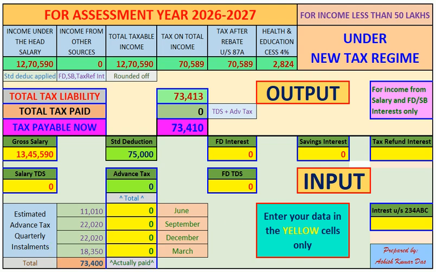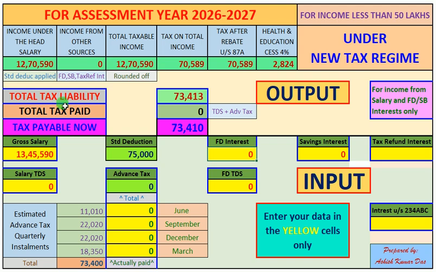And usage, by now you know, on the yellow cells you have to input your data, all these cells, and output will be reflected here, and some example calculation is mentioned here.